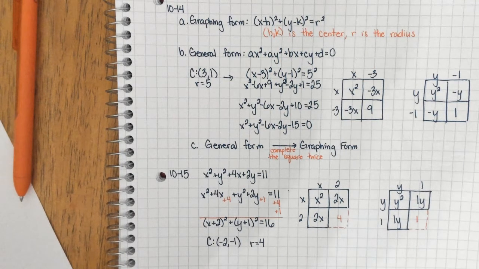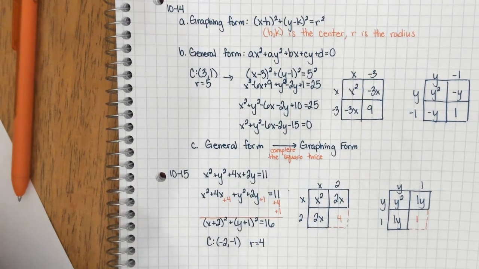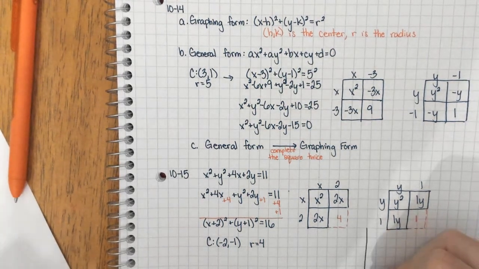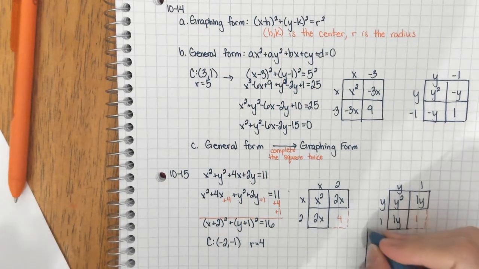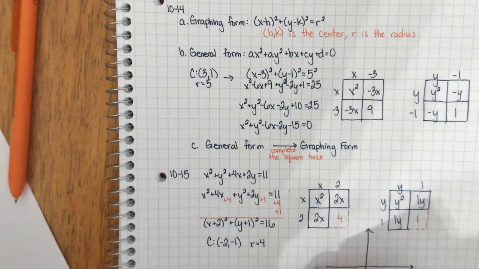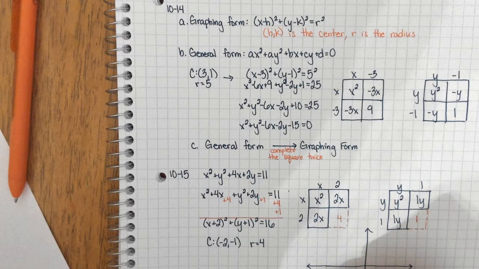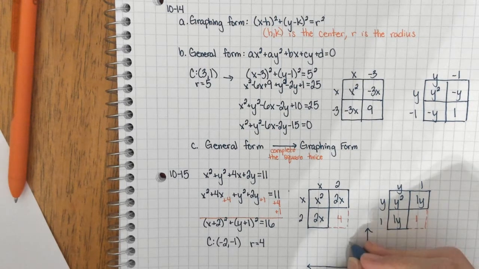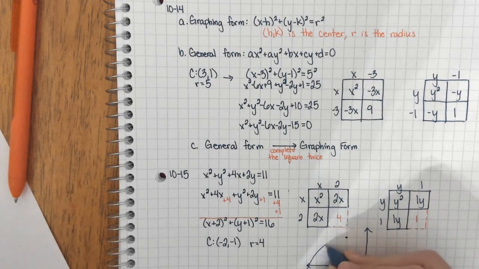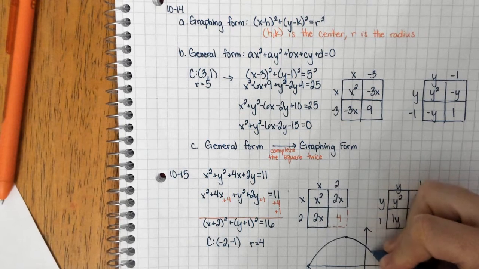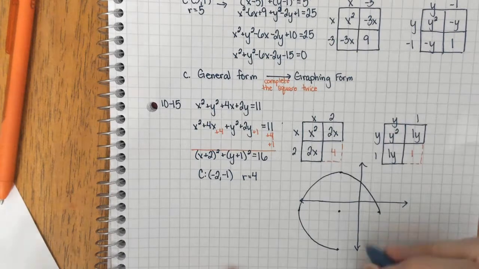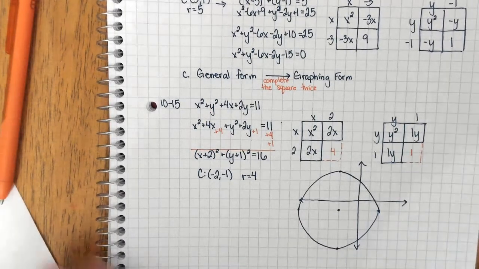So if I wanted to sketch this graph, I go to -2, -1, and then I go right 4, up 4, down 4, and left 4. -2, -1, so right 4, up 4, left 4, down 4, oops, sorry, and there is your circle.